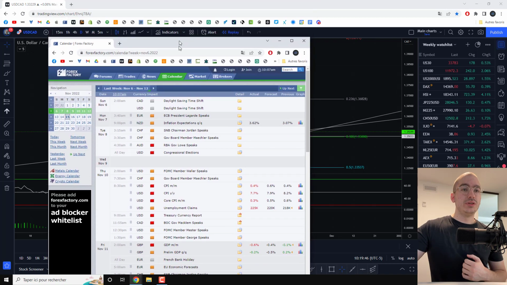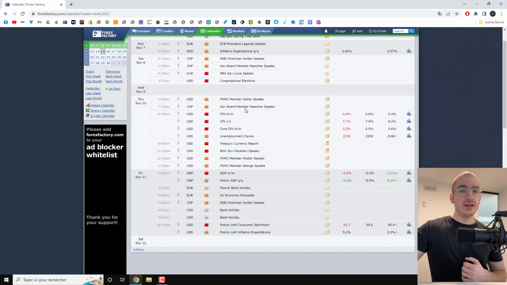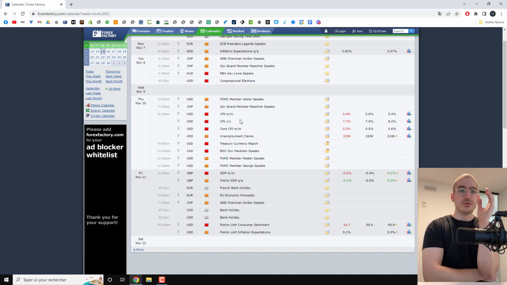Now, to keep it simple with you guys, if I show you again the calendar, here is the data, okay? And essentially, we will just look at CPI year to year, okay? We could also look at the month to month and the core CPI month to month, but I just don't want to make it too complicated for no reason. I'm going to simplify this for you guys. So essentially, we had CPI data.